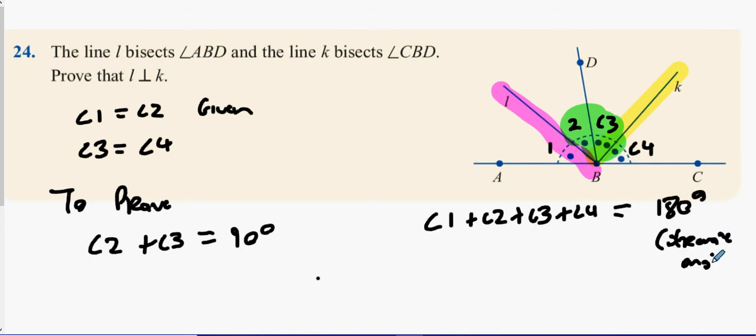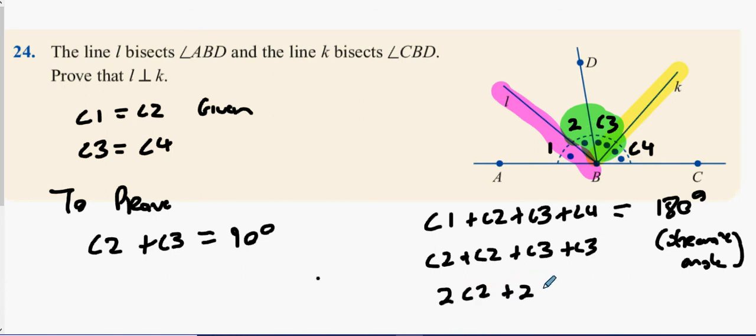And next thing we're going to do is sub out angle 1 and angle 4 because you can see they don't belong in the answer. Okay, we're going to change this. Angle 1 changes with angle 2, so it's going to be angle 2 plus angle 2, and then angle 4 changes to angle 3, and that's going to be 2 times angle 2 plus 2 times angle 3 equals 180.